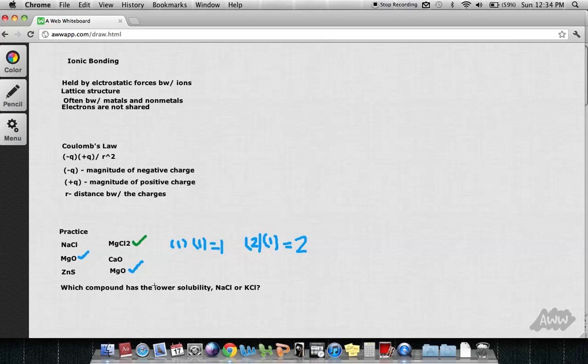And finally, which compound has the lower solubility, NaCl or KCl? Lower solubility is attributed to the compound that has stronger ionic bonding. In this case, between NaCl and KCl, you would see that the sodium ion is a smaller ion compared to the potassium ion. So since Na is a smaller ion, there's a stronger effective nuclear charge between these two ions. So the lower solubility will be attributed to NaCl.